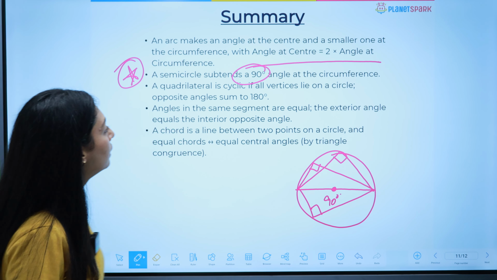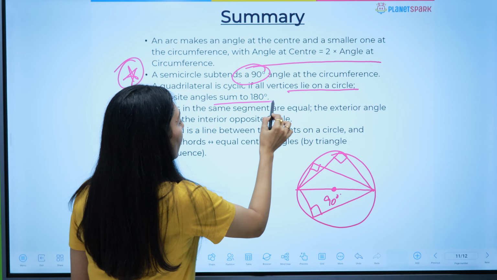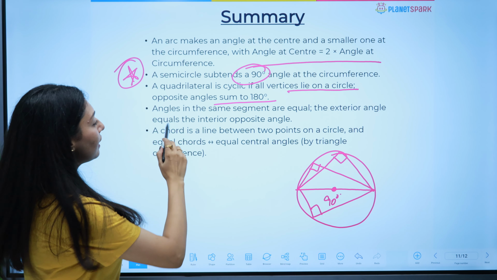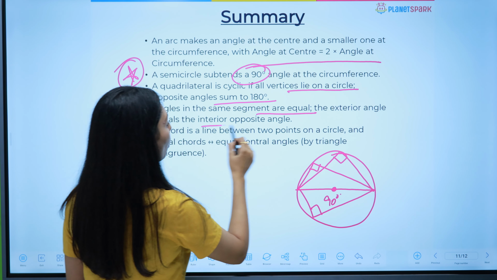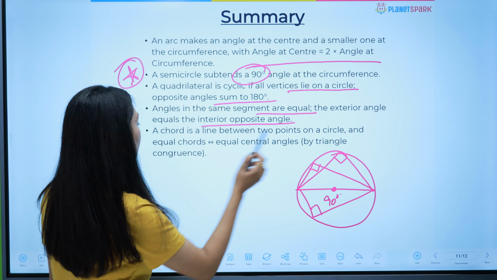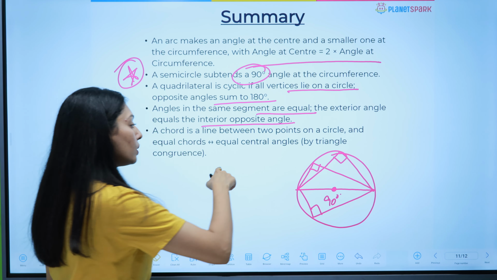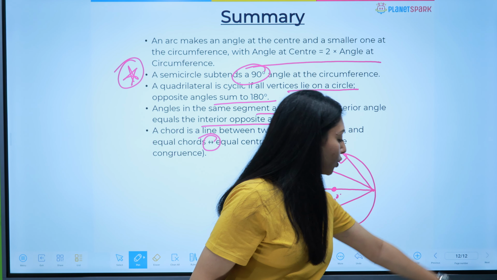Remember that. A quadrilateral is cyclic if all vertices lie on the circle and the opposite angles add up to 180 degrees. Then angles in the same segment are equal, right? And the exterior angle equals the interior opposite angle. That we already know. A chord is a line between 2 points on a circle, and equal chords subtend equal angles and equal central angles subtend equal chords. Both ways true, right? By triangle congruence we have proved that. So that was all for today, everybody.